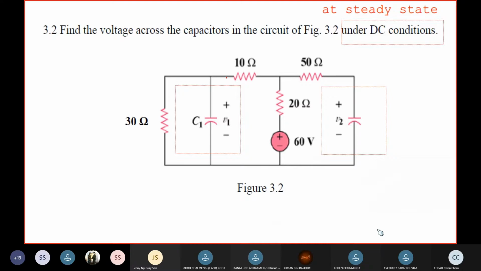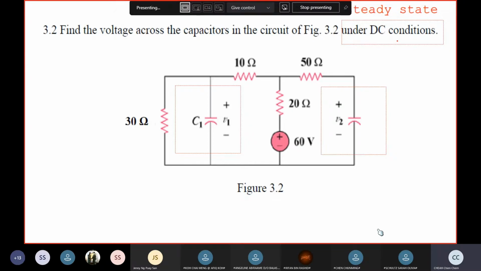Here we are given the circuits as in 3.2. One thing to take note of is that we are assuming DC conditions. Actually this means that it has reached steady state, right? Reaches steady state. DC conditions. Just now we have seen that voltage cannot change suddenly, so it takes time to charge up. So we're assuming that it has reached the steady state. This is called DC conditions.